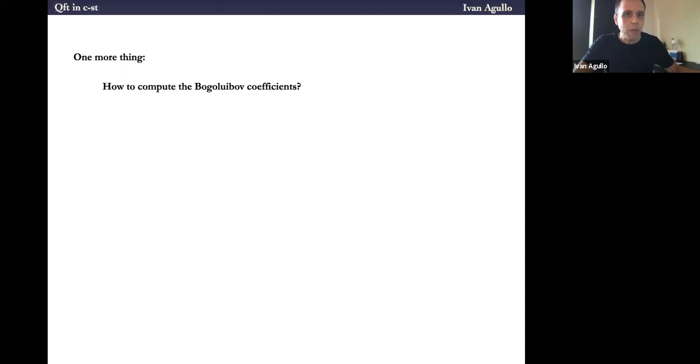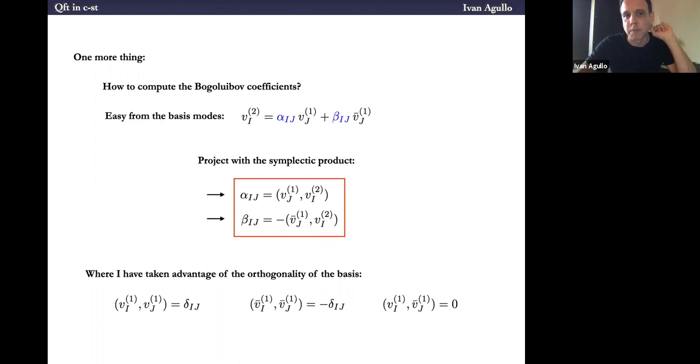And here I show you how to compute Bogoliubov coefficients. I will skip this for reasons of time, but Bogoliubov coefficients can be obtained just by projecting one basis onto the other, just taking the inner product of one basis element with respect to the other.